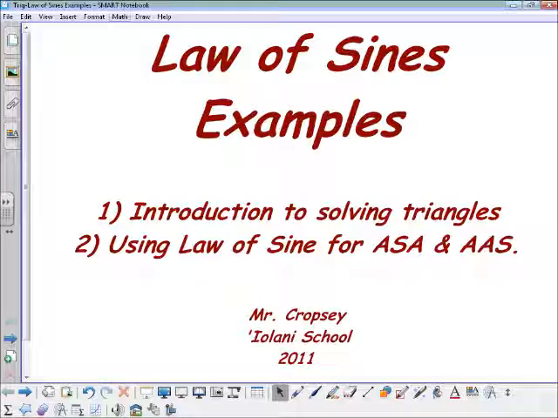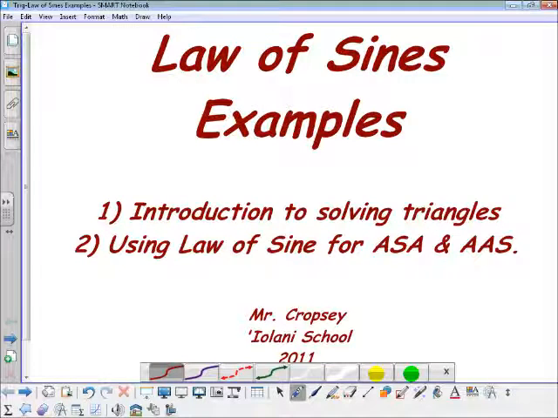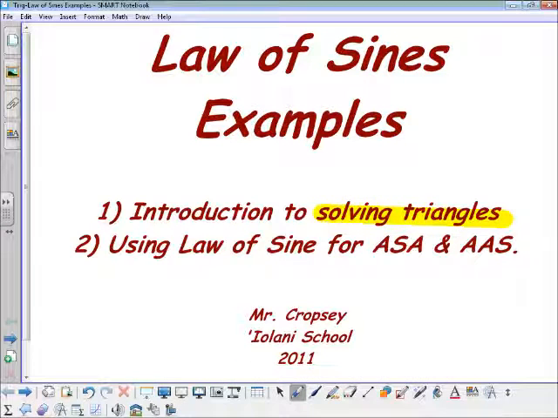Welcome back to the Law of Sines. Today we are going to look at some examples. The other video showed you the proof for both acute and obtuse triangles. Now we're going to look at the application of law of sines. We will first introduce the concept of solving triangles, and then we shall use the law of sines for solving two cases of given information for a triangle, angle side angle, and angle angle side. Now you may not know what that means, but we will explain it on the next page.